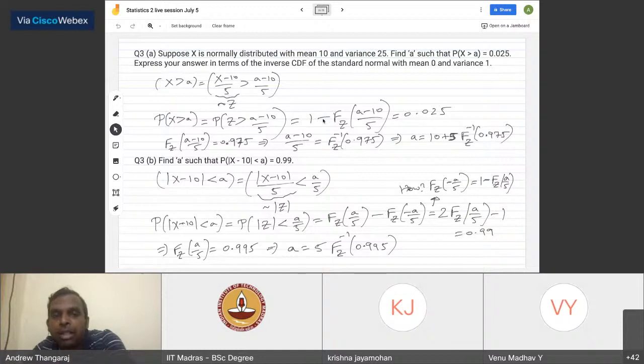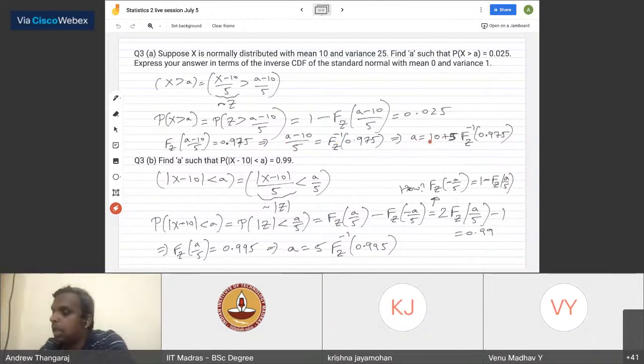So from here, from this equation, 1 minus Fz of (A minus 10)/5 equals 0.025, you get this equation, right? Fz of (A minus 10)/5 equals 0.975, right? Now this you have to invert. So (A minus 10)/5 is Fz inverse of 0.975. So A becomes 5 times this plus 10.